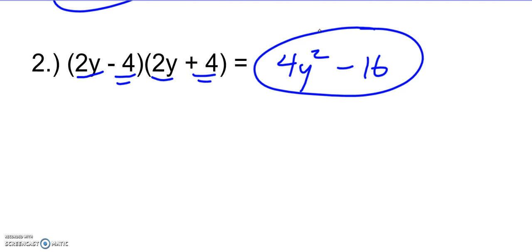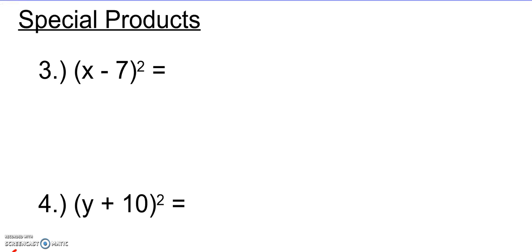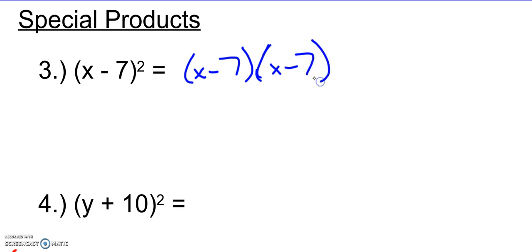So that is one example of a special product that we'll run into. The other special product that we'll talk about, and this is the only other one we'll talk about this year, is when you have a binomial that's being squared. So secretly, this is actually a binomial times a binomial. Because remember, when you square something, you're actually taking that thing times itself. So x minus 7 times x minus 7.